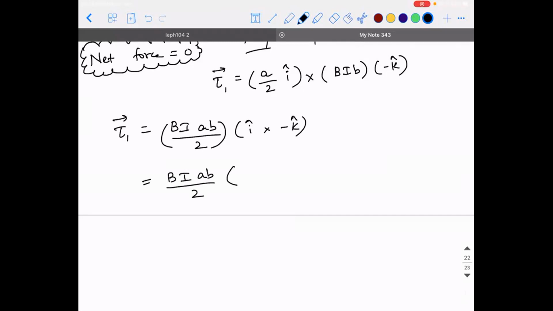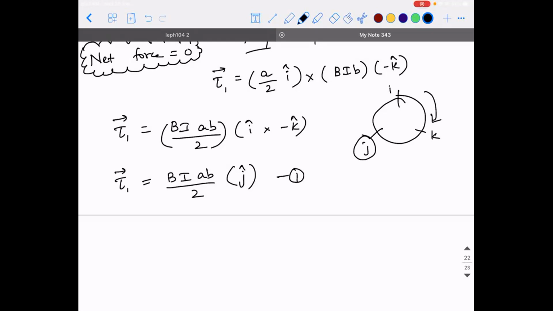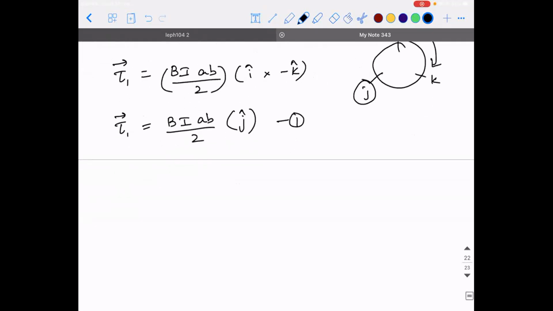What is i cross k? It is minus j. Minus of minus j will be plus j. i, j, k: i cross k is minus j. So minus of minus will give you plus j. So the torque experienced by the first wire is this much. Similarly, torque experienced by the second is 0.